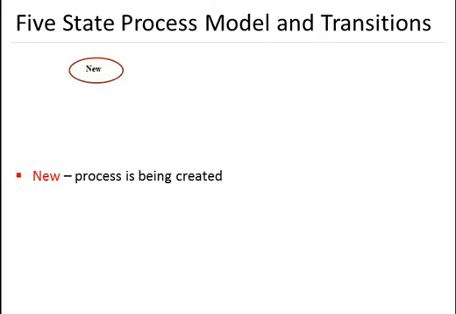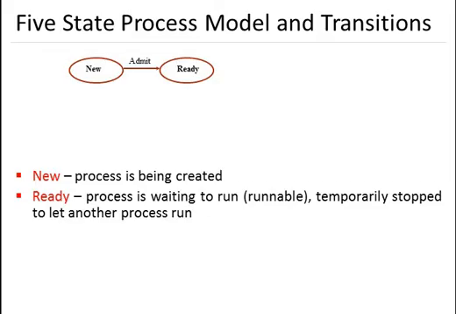Now let me explain the 5-state process model and transitions. So that was the 3-state model. Okay, so now let's discuss the 5-state process model. New means the process is being created. Whenever a process is just created, it is considered a new process. Okay, and after that, once it gets all the resources available for its execution, that means the process is ready, or I can say it is temporarily stopped to let another process run. Okay, it is just waiting for its turn to come and to get the CPU.